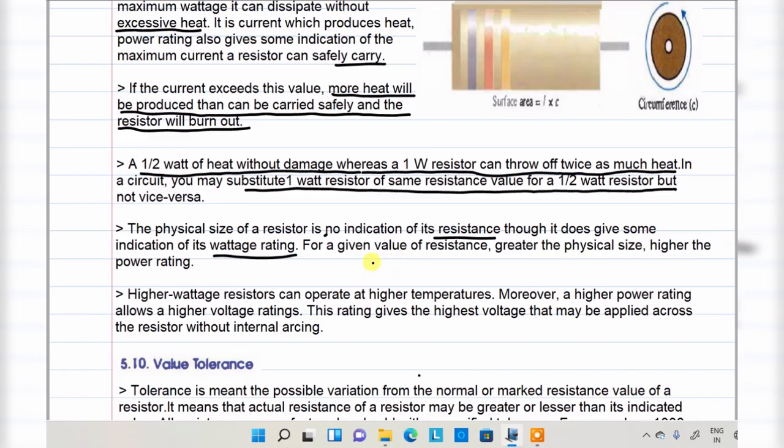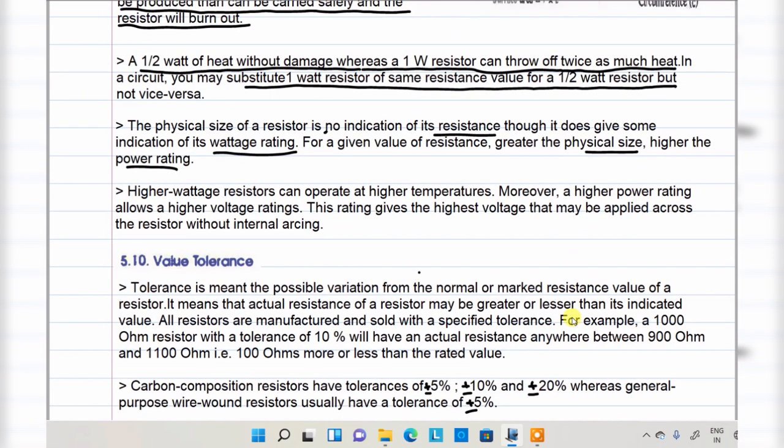That's what is mentioned here. For a given value of resistor, the greater the physical size, the higher the power rating. For example, the greater the physical size of the resistor, we can assume that it is a higher rating resistor.